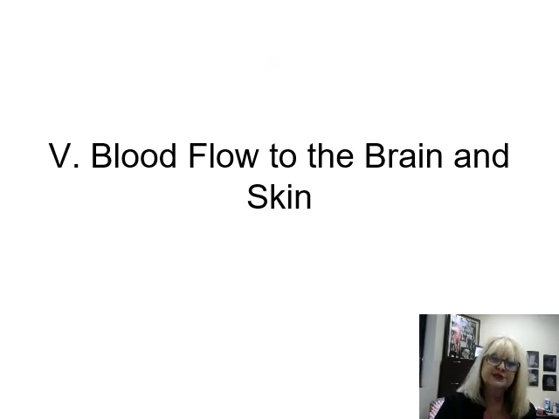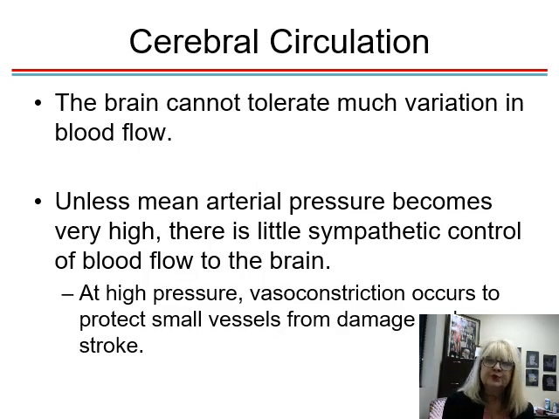Blood flow to the brain and the skin. Cerebral circulation. The brain cannot tolerate much variation in blood flow. Unless the mean arterial pressure becomes very high, there is little sympathetic control of blood flow to the brain. At high pressure, vasoconstriction occurs to protect the small vessels from damage and stroke.